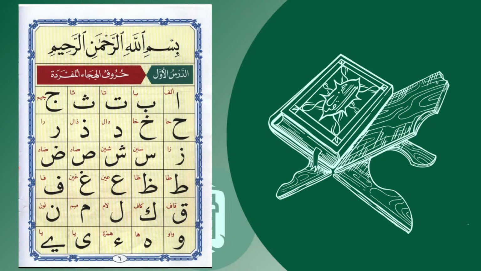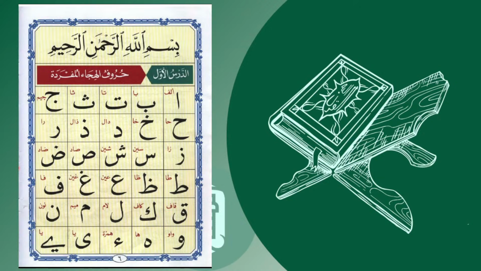Back to box number 1, line 2. Ha, Kha, Dal, Dhal, Ra. Good. Questions so far?